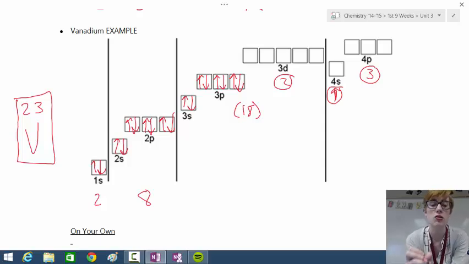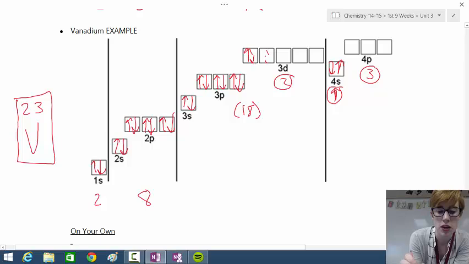I'm not going to go to the 3d yet. I'm going to first fill up the 4s. So this is 19, 20, and I accidentally switched my directions, which is weird. So then I go 21, and question, am I going to put one here or am I going to put one here? Okay, we want to put one in the next box because remember, you don't want to double up until you have to. This is 22 and then 23.